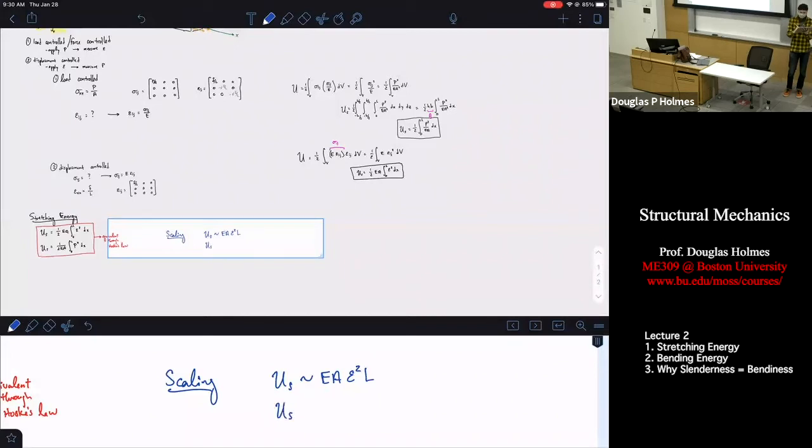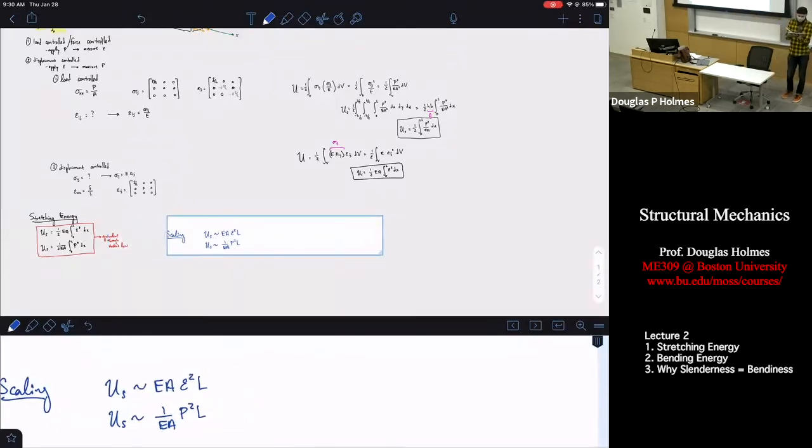or it's going to scale as 1/EA times the force squared times length. So I did something weird here, and I'll tell you what I did to get this scaling. I said, well, if I just look at this dimensionally, the integral over the length of dx is going to give me something with dimensions of length, right? I'm going to get a length here.